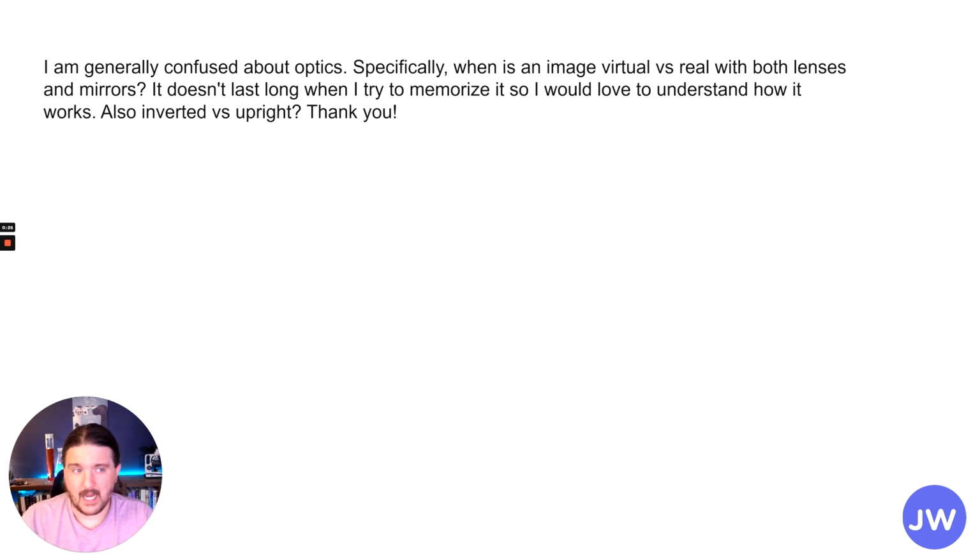I'm generally confused about optics, specifically when is an image virtual versus real with both lenses and mirrors. It doesn't last long when I try to memorize it, so I'd love to understand how it works. Also, inverted versus upright. So, telling the difference between these is a really common problem. But I'm going to take this and I'm going to go a little bit farther.